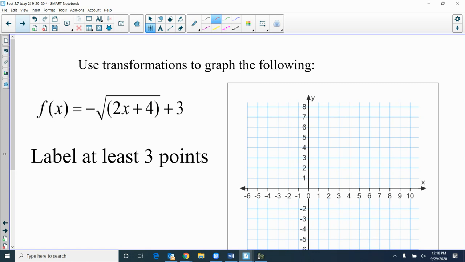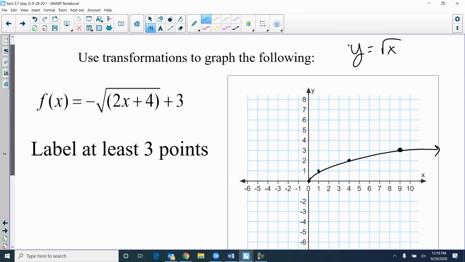All right, my parent function y equals square root of x. And so hopefully by now you're getting pretty familiar with that. 0, 0, 1, 1, 4, 2, 9, 3. And I'm going to at least move those 4 points. Horizontal shift, is there any? Left 4. Left 4.